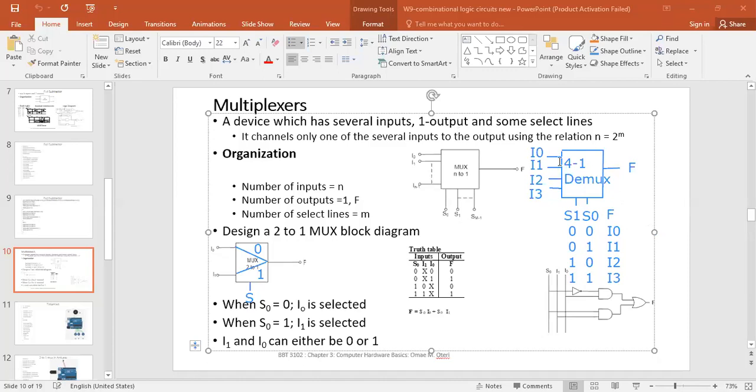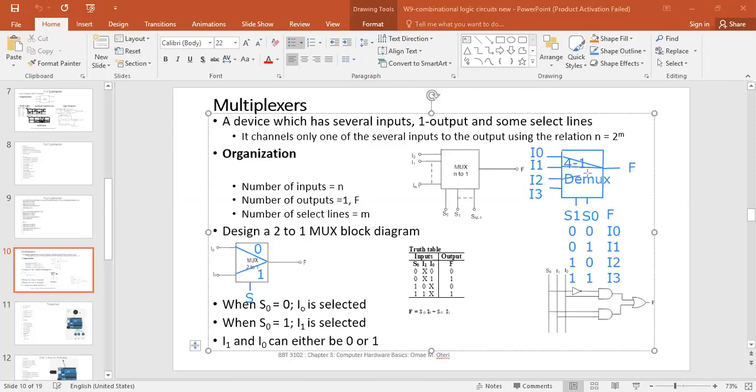If you are to explain using the actual diagram, then when this is 0, 0, the switch connects from here down to the output. So we just put a line which runs from here, goes to the output. When S1 is 0 and S0 is 0. So for S1 is 0 and S0 is 1, I1 is selected to go to the output.